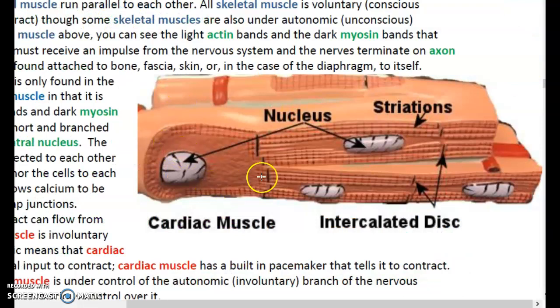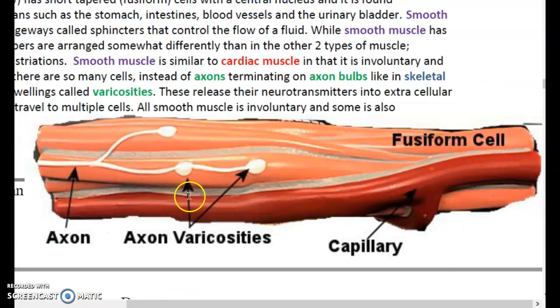So this is cardiac muscle. Again, striated, light, dark, light, dark. Centrally located nuclei and the intercalated discs. Then for the smooth muscle, we have the tapered cells, which are called fusiform. Instead of one axon with little branches called telodendria going to fibers, we have these swellings.